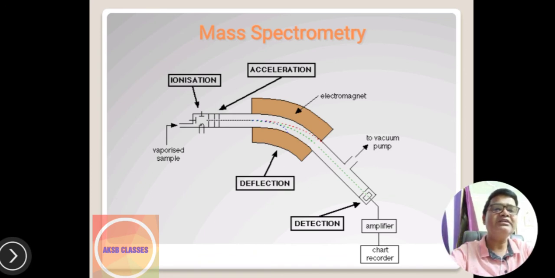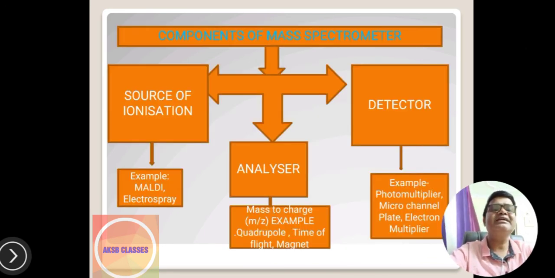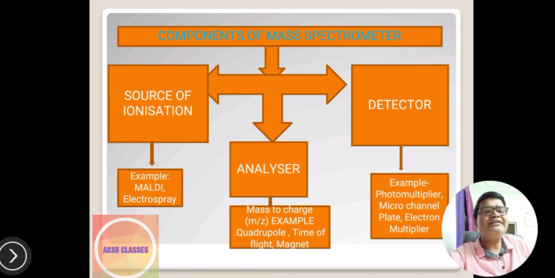How can we ionize? With the help of MALDI-TOF or through electrospray. If you see the different components of the mass spectrometer, the first component is the source of ionization, the second component is the analyzer unit, and the third component is the detector unit.